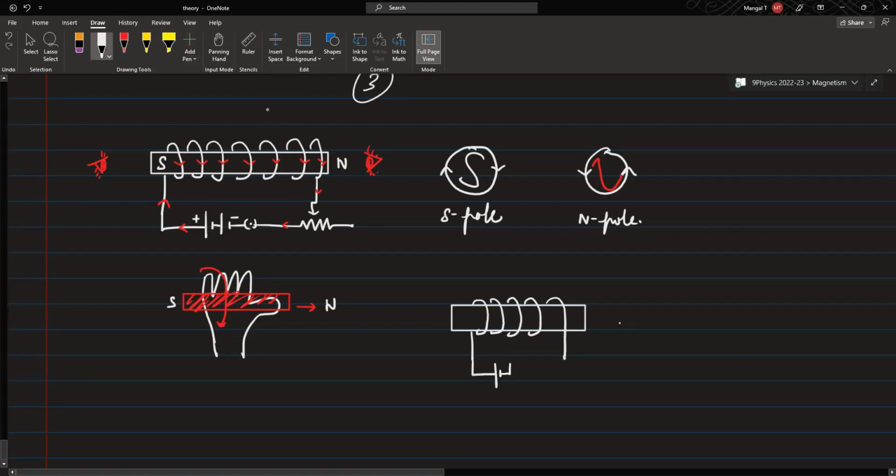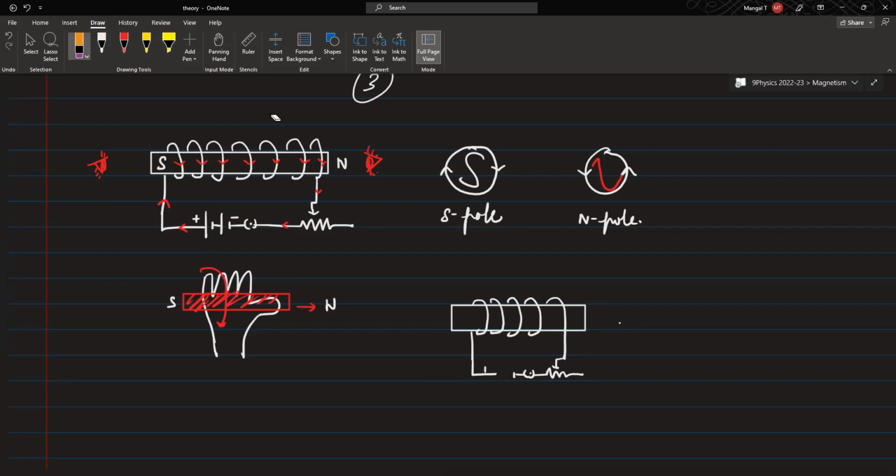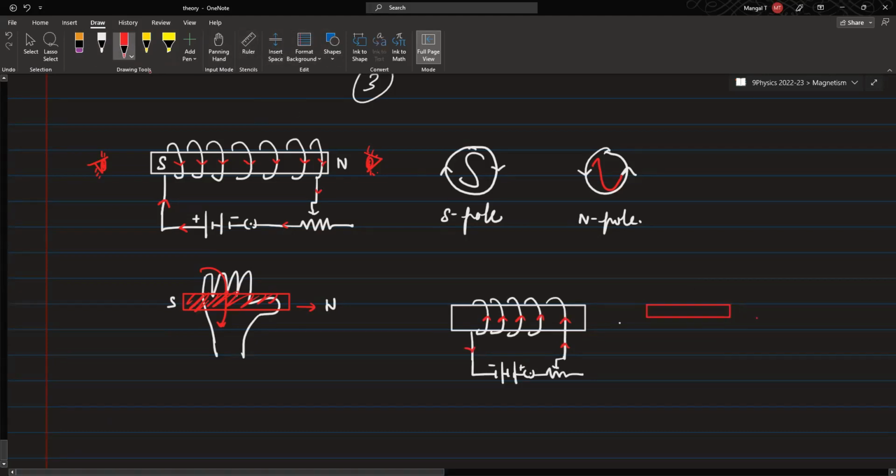So again, we will have a battery. If I reverse the order, then we will have the current flowing like this. Okay, now how will your hand be? So I will draw the rod. This is the rod. And now I will draw the right hand.